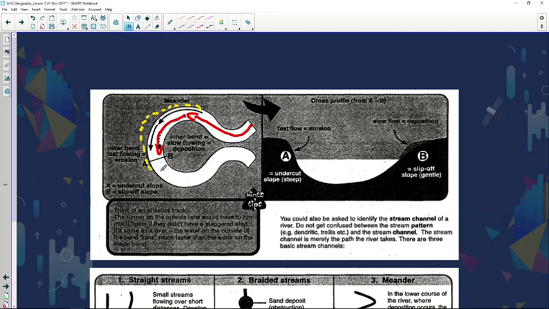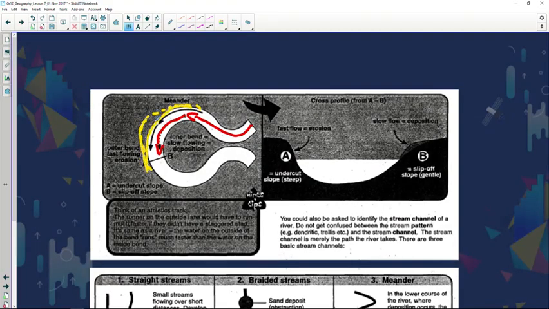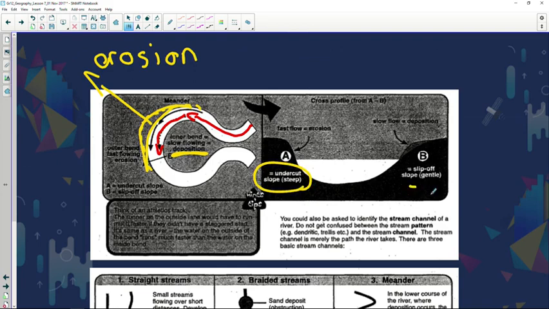Now, by now you should know, you've learned in Grade 10, that water is an agent of erosion. So what's going to happen to this outer bend of the river? What do you think is going to take place? Erosion. And what's going to happen to the inner bend? All of the material that's been eroded is going to be deposited on the inside bend. And these two slopes we identify as the undercut slope, the steep slope, and the slip-off slope, where deposition takes place.